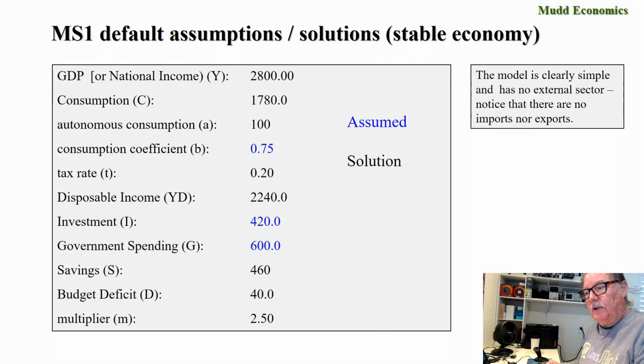Investment is assumed because it's autonomous at 420. Government spending is assumed because it's autonomous at 600. So although government spending is assumed, government receipts are not. The assumption about receipts is the tax rate, 0.20. It'll end up, I should say, that the savings in this economy will be 460, and given all of this combined, the budget deficit will be positive at 40. And the multiplier, as we've already calculated with these assumptions, comes to 2.50. So the actual model itself involves starting with these default assumptions, and again, what is shown in black, except for the tax rate, that's a mistake, is actually the solution.